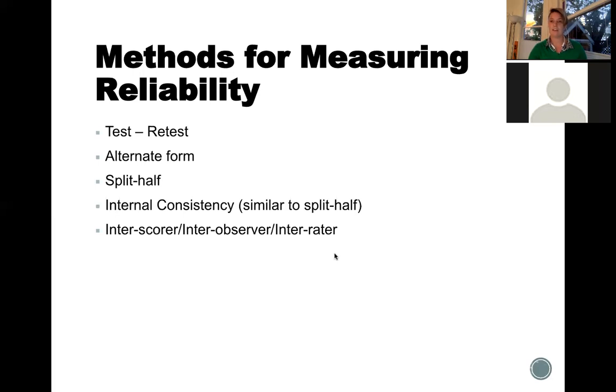So if I deliver the test and someone else delivers the test, we get the same scores from the same student. Or if I do the checklist and the teacher does the checklist, we have the same observations about that student.